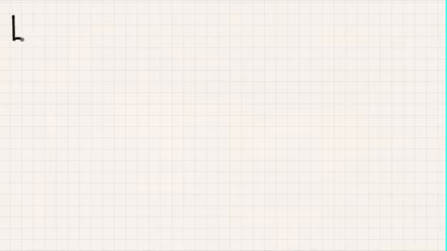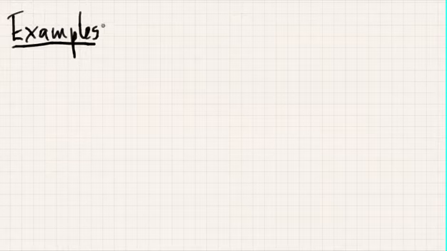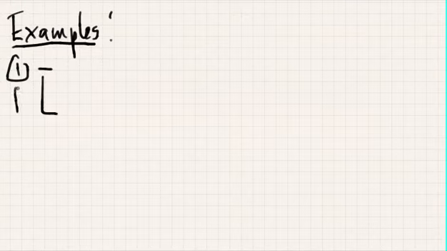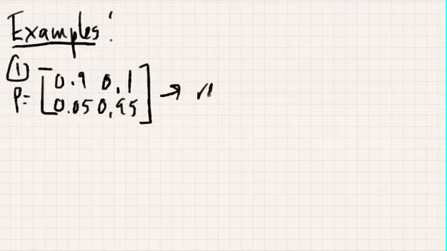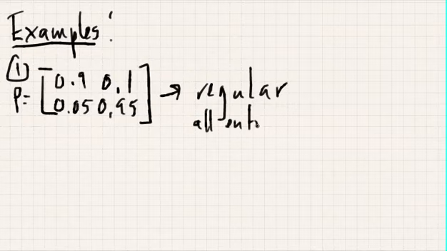So let's quickly look at some abstract examples of regularity. For example, if we look at our Verizon matrix, if P is 0.9, 0.1, 0.05, and 0.95, well, this is clearly regular because it already has all of its entries bigger than 0.